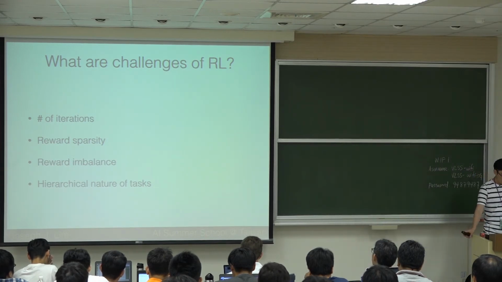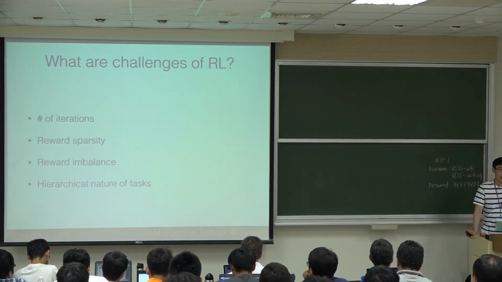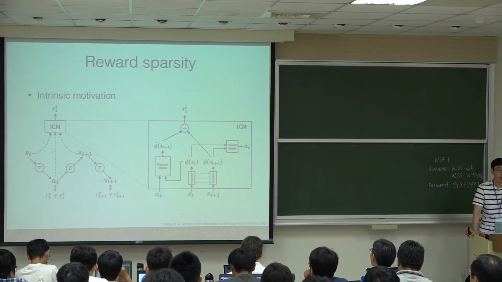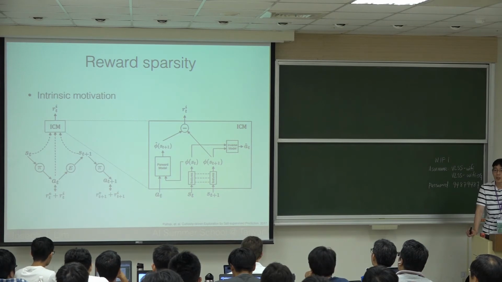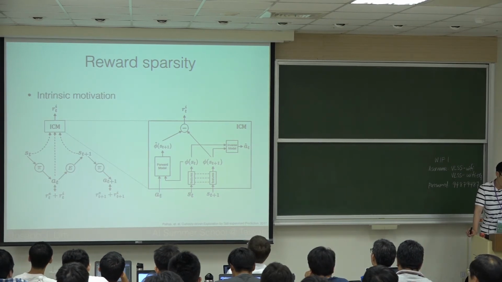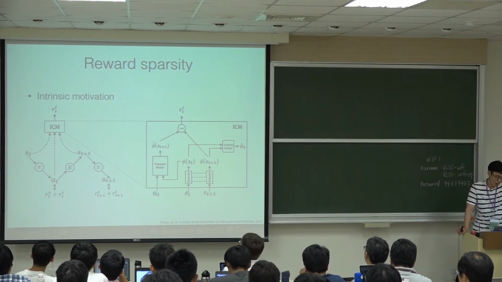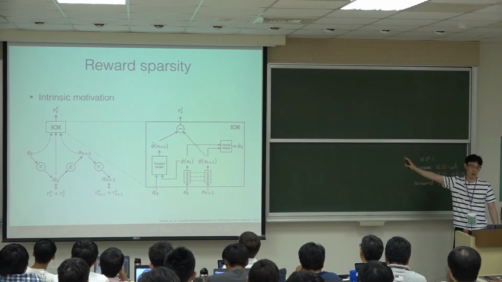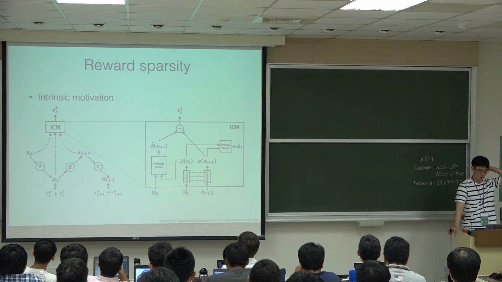So, obviously there are many ongoing works trying to address some of these issues. For example, for reward sparsity, when you have a very sparse reward, this work by Berkeley is called intrinsic motivation. You don't have to understand this diagram. I just put it as a figure for fun.